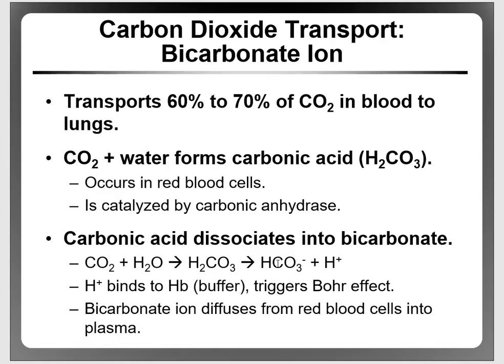So bicarbonate ion actually then, after this is made, diffuses out of the red blood cell and goes into the plasma. And so when that negative ion diffuses out of the red blood cell, there's going to be a chloride ion that diffuses into the red blood cell, and that's called the chloride shift, because basically we want to maintain the same charge in the cell.